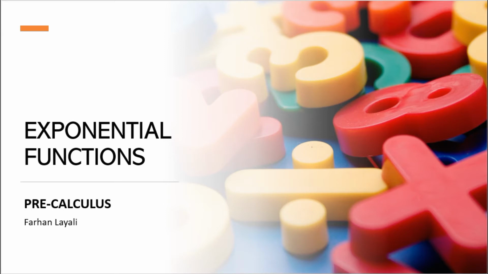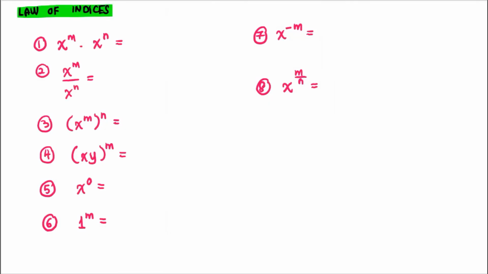Today we are going to learn about the exponential functions, which are very closely related to the indices, or the singular, the index. You have learned about the index before. So why do we call it an index? We have something like x to the power of 2. This is called the base, and this is the index. The index is the power of this variable x. And we have eight laws of indices that you have to know before we proceed with simplifying the index and solving index equations.